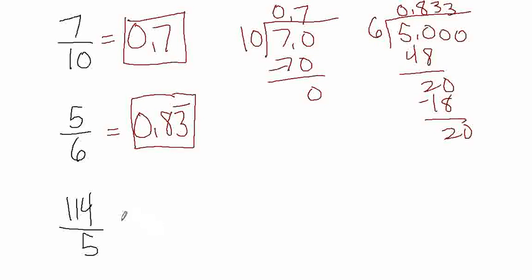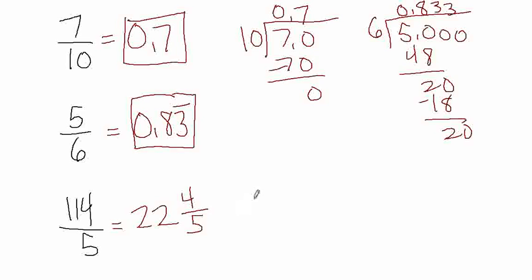And then for 114 over 5, 5 goes into 110 evenly. It goes into 110 22 times. And so if you try to divide 114 by 5, the remainder is 4. So 114 over 5 is equal to 22 and 4/5.